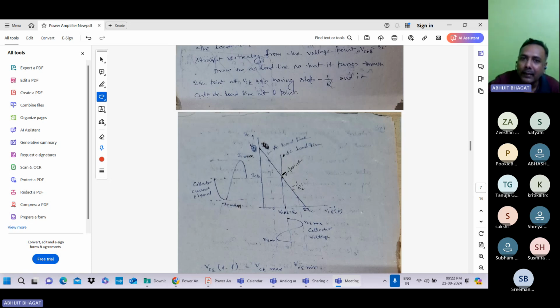Same as the previous class, along this axis there is your input waveform. Here the input waveform is not shown in this figure, but you can show it, no issue. Across this axis you can see the output voltage waveform, and this is the output current waveform. Same as the last class. Is it okay or not?